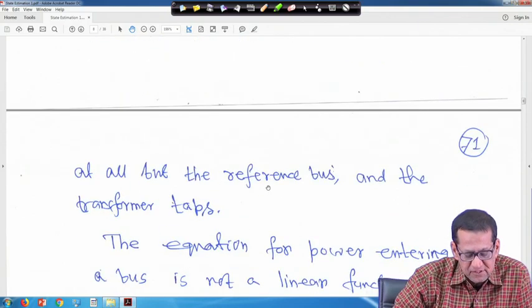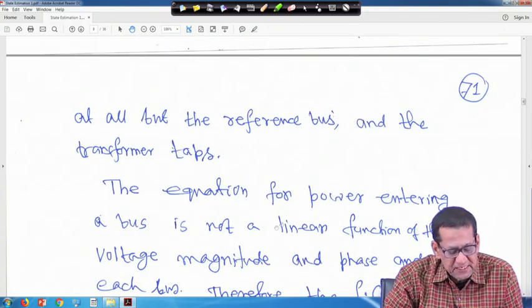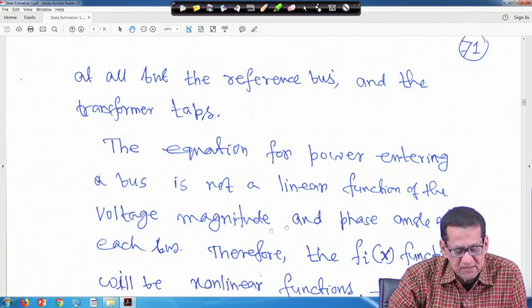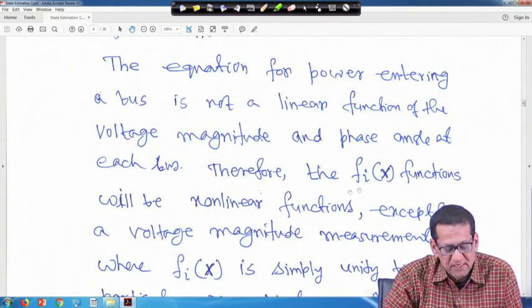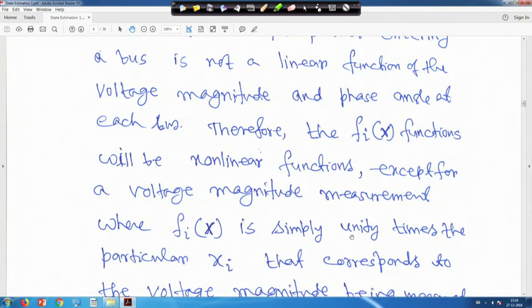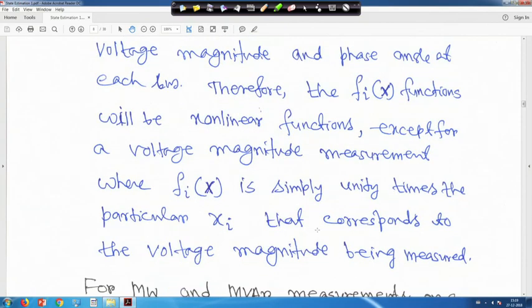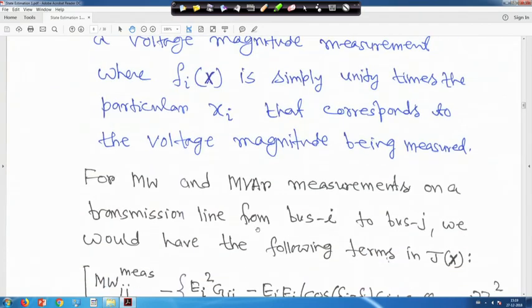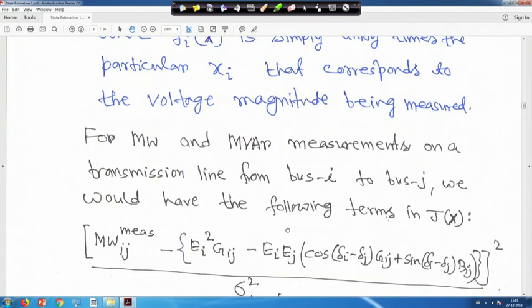state variable. So, the equation for power entering a bus is not a linear function of the voltage magnitude and phase angle at each bus, as we know for an AC network. Therefore, the f_i(x) function will be nonlinear, except for a voltage magnitude measurement, where f_i(x) is simply unity times the particular x_i that corresponds to the voltage magnitude being measured. So, for megawatt and megavar measurements on a transmission line from bus i to bus j, we would have the following terms in the J(x) matrix.